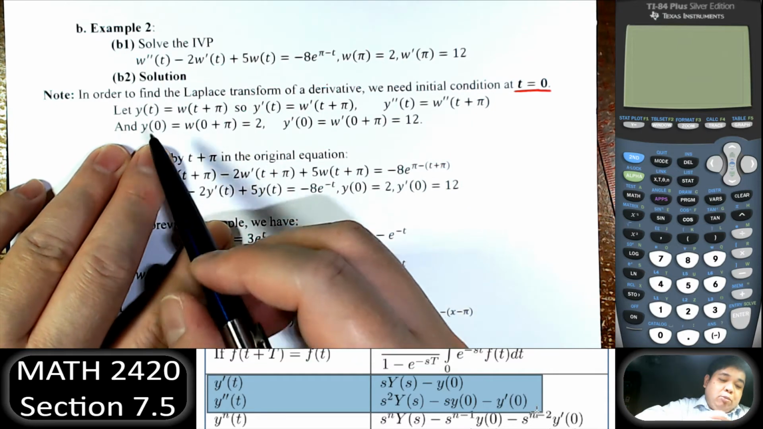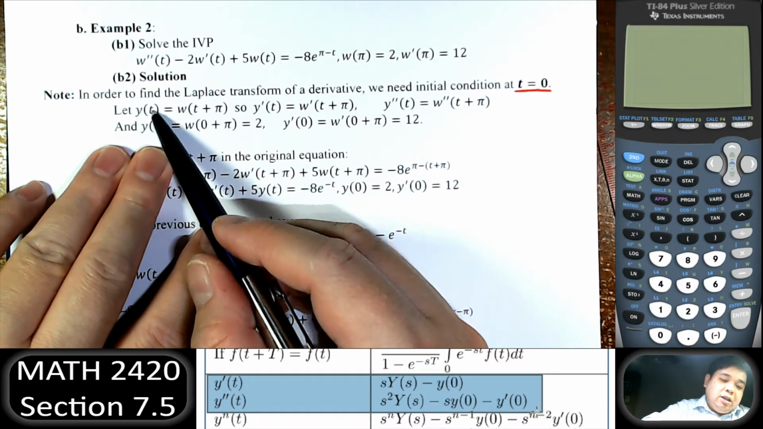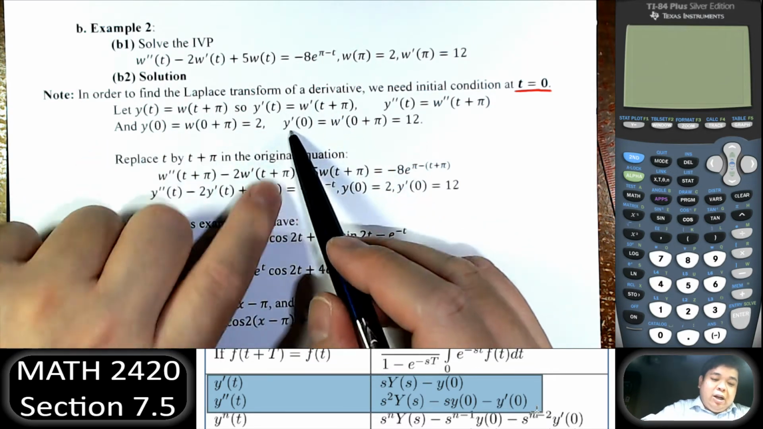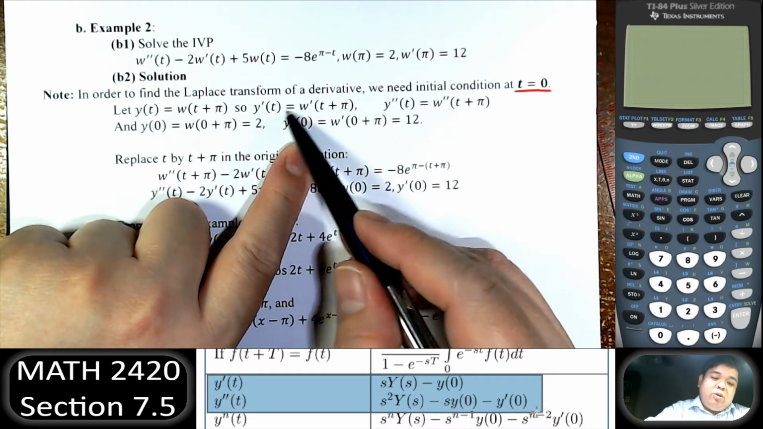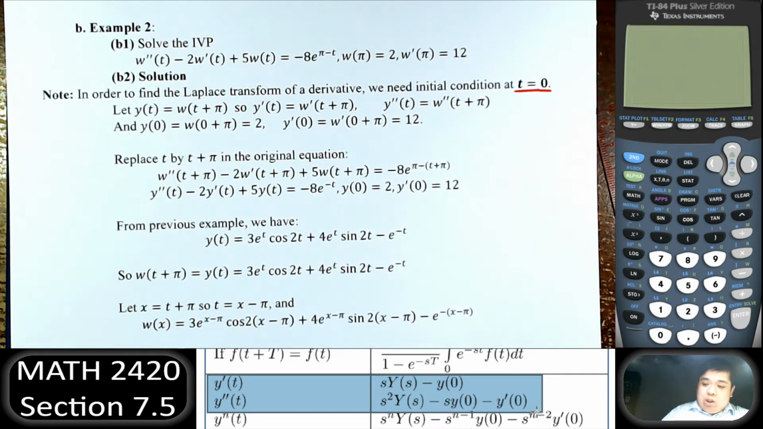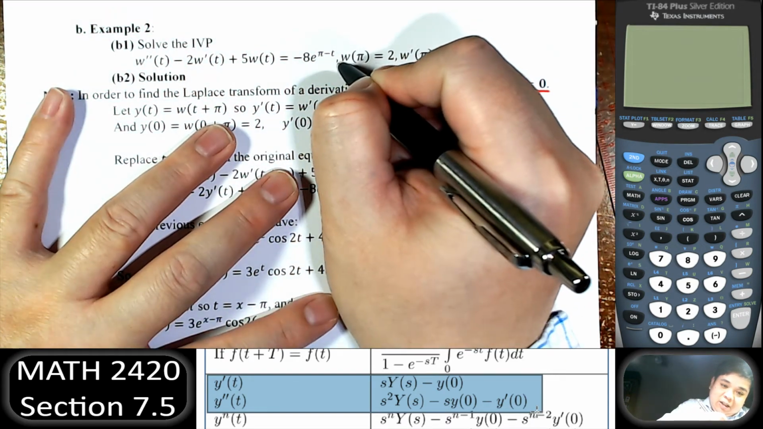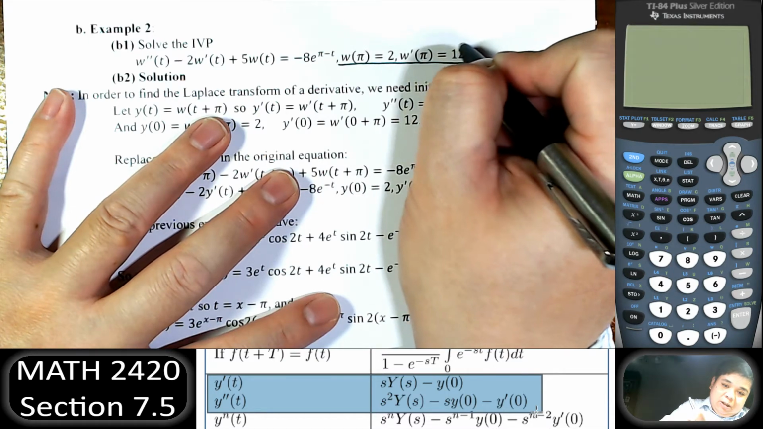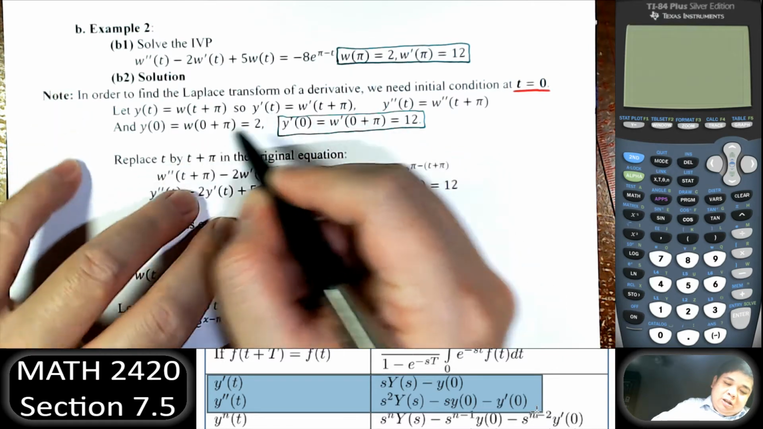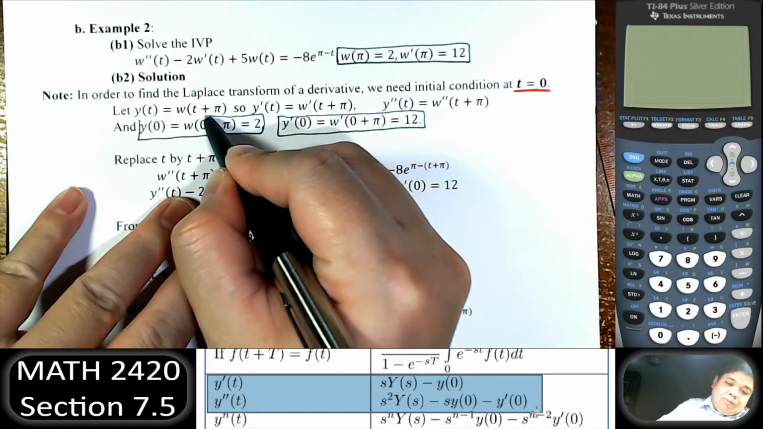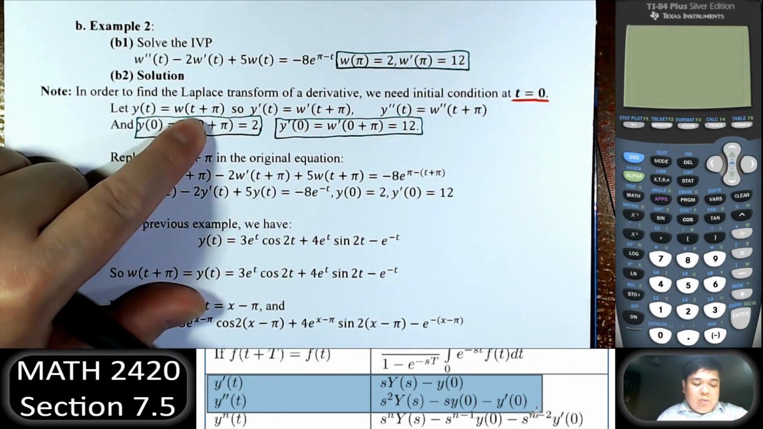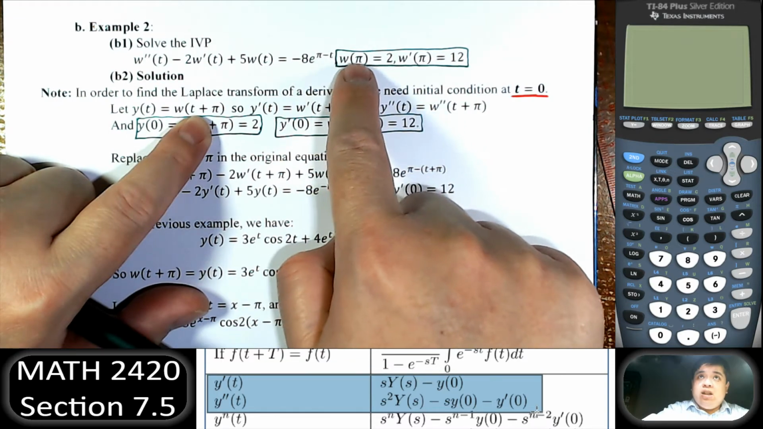Now, if you put 0 in for t, we have y of 0 equal to 2. And y prime of 0, put 0 in for t, we have 12. Right? So the initial condition here turns into this initial condition here. Which is good. So we just replace y of t with w of t plus whatever that value is.